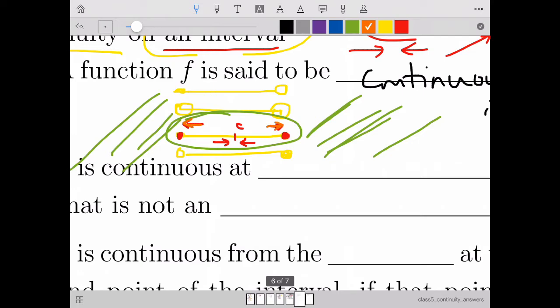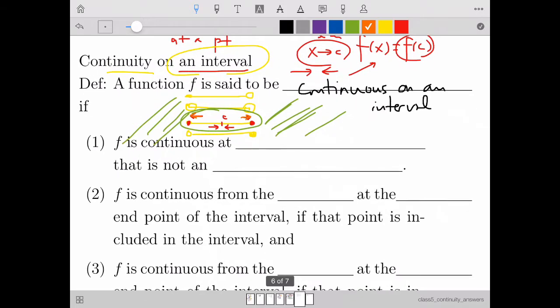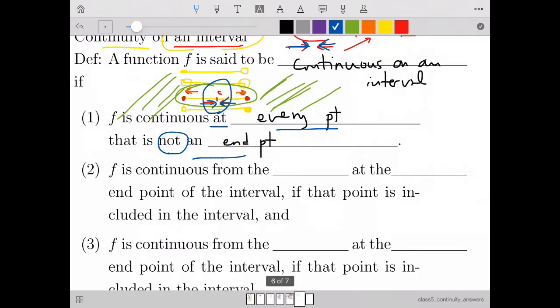That's the basic idea. Okay, so let's fill in the blanks. F is continuous at every point that is not an endpoint. So for points inside, you're going to take the limit from both sides of c so that it is continuous at c. Continuous at every point that is not an endpoint. But for the endpoints, you only take the limit from the points lying inside of the interval.